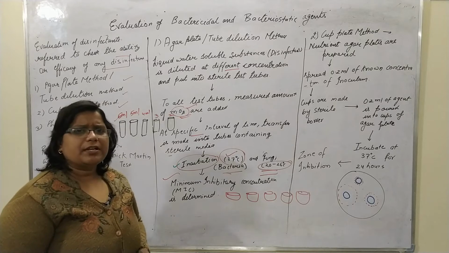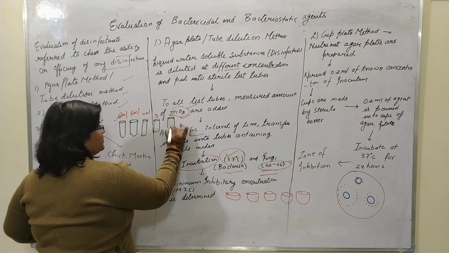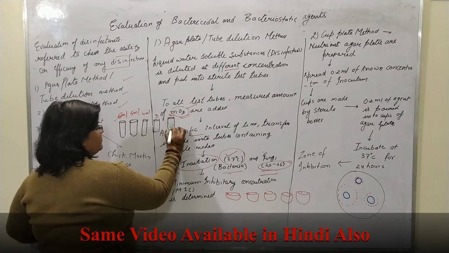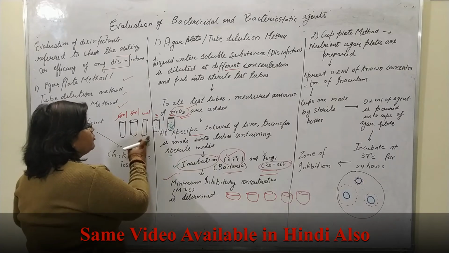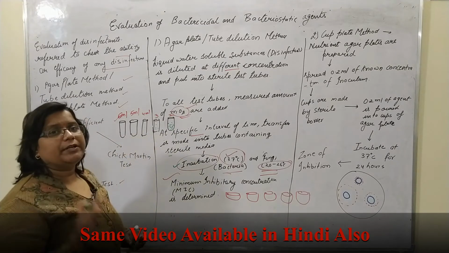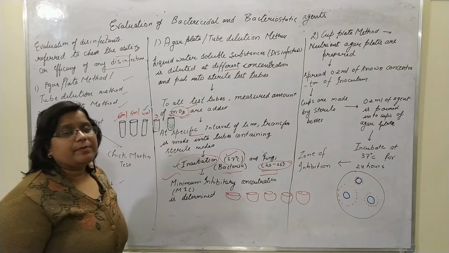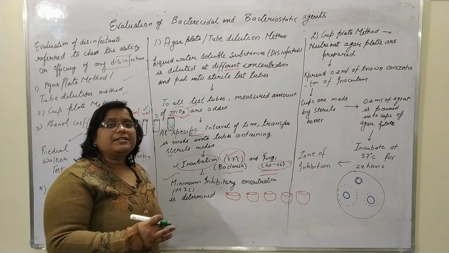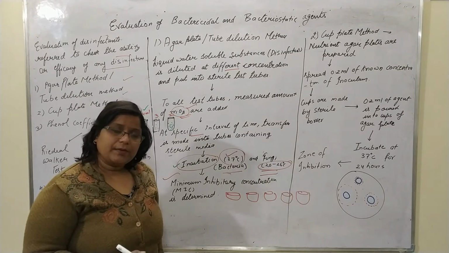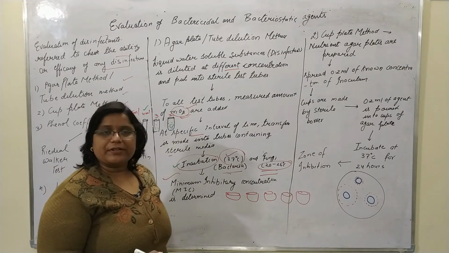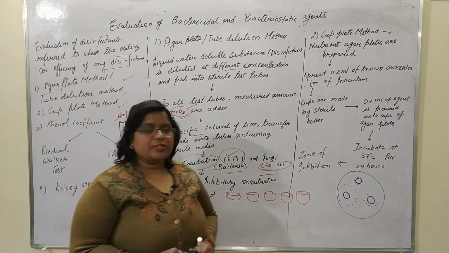What is the minimum inhibitory concentration? Suppose in the 2 ml tube turbidity is observed, and in the 3 ml less turbidity, but in the 4 ml, 5 ml and 6 ml no turbidity or no growth is observed. That means 4 ml is the minimum inhibitory concentration by which the given disinfectant inhibits the particular microorganism. So that is named the minimum inhibitory concentration, or MIC. Okay, like this we will determine it.